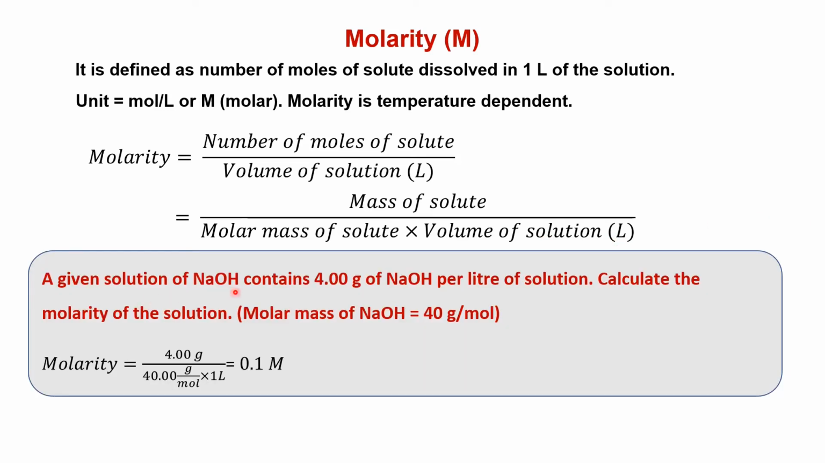Let's see an example. A given solution of NaOH contains 4.00 gram of NaOH per liter of solution. Calculate the molarity of the solution, where the molar mass of NaOH is 40 grams per mole. So the molarity can be calculated as the mass of solute, which is 4.00 gram, divided by molar mass of solute, which is 40 gram per mole, multiplied by 1 liter, as it is dissolved in 1 liter of solution. So when we calculate it, we will get the answer 0.1 molar. We will put the unit as molar.